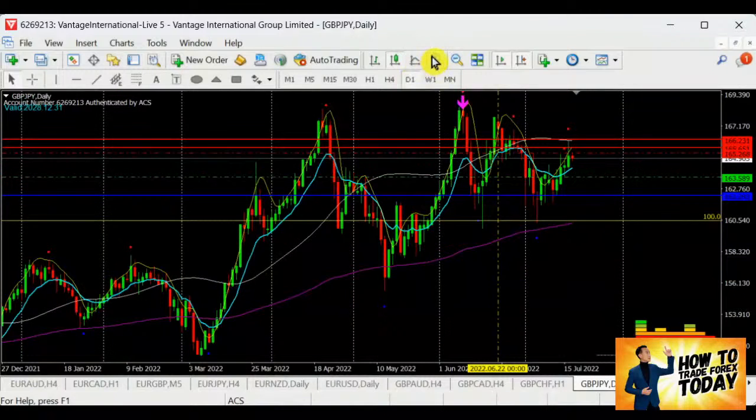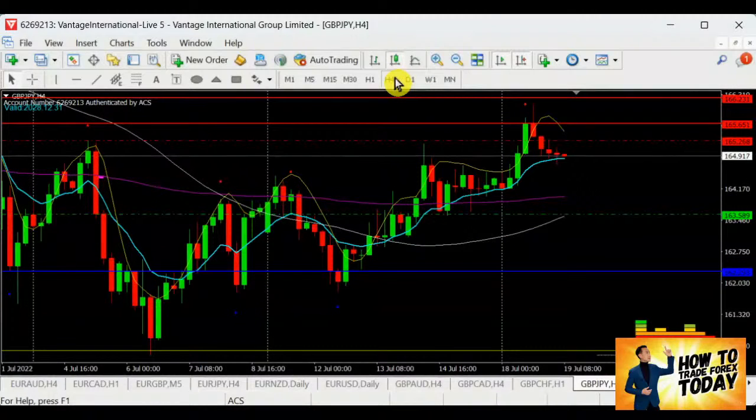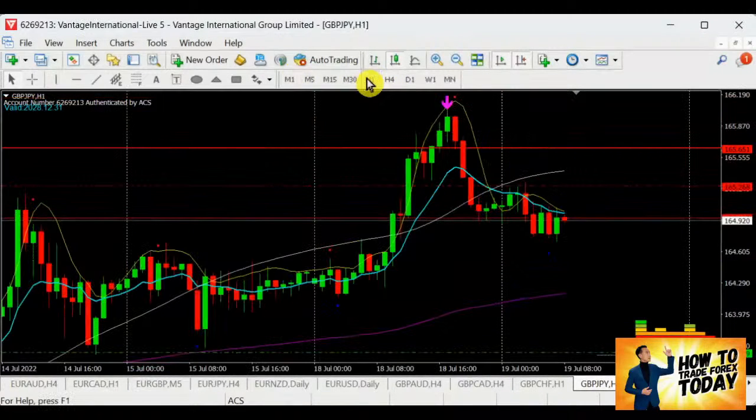Pound yen, once again, has reached my targeted price, which is around 165.299. Now we are meeting the resistance. It looks good to sell. However, right now we are in the middle. We have already started to sell, so probably we have to wait for one new cycle of selling like this.